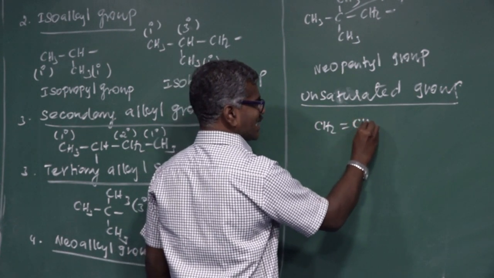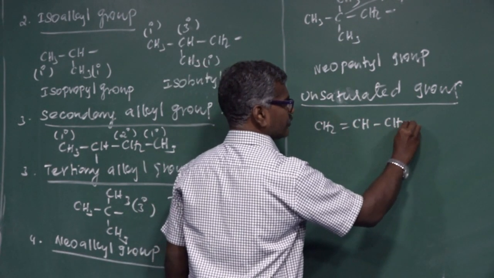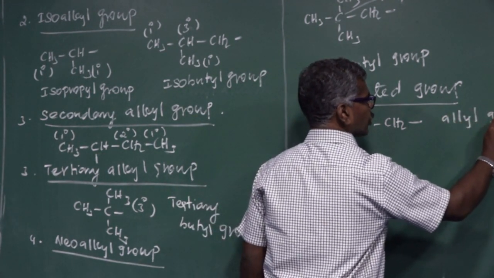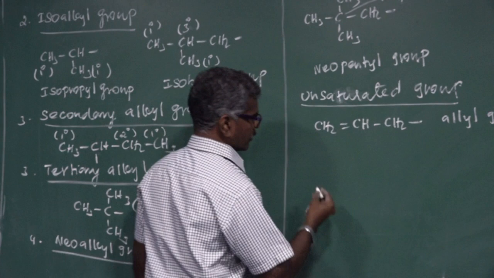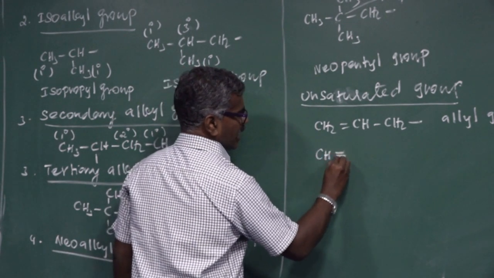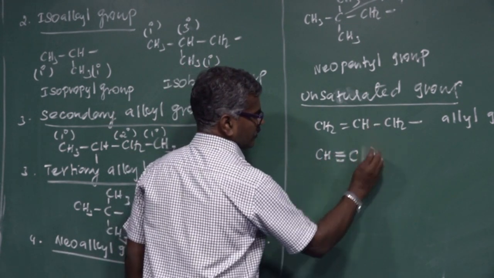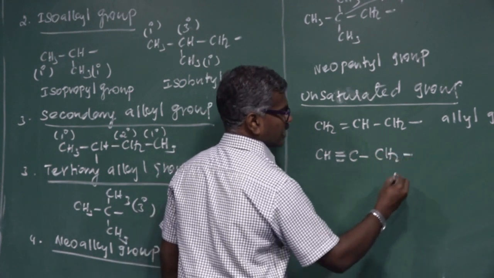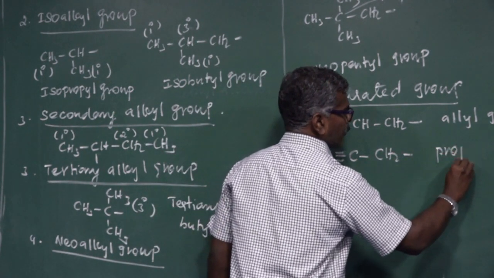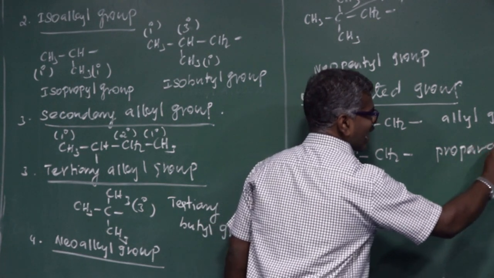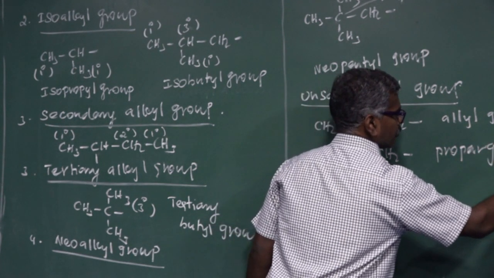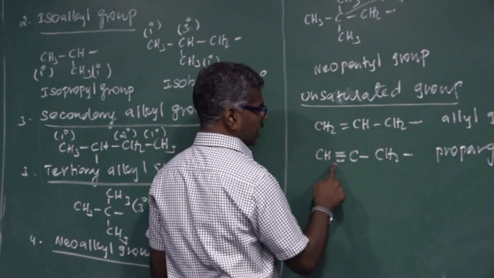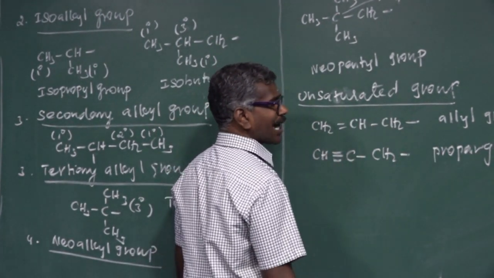CH2 double bond CH, CH2. This is named the allyl group. CH triple bond C, CH2. This is named the propyl group. So double bond is the allyl group, triple bond is the propyl group.